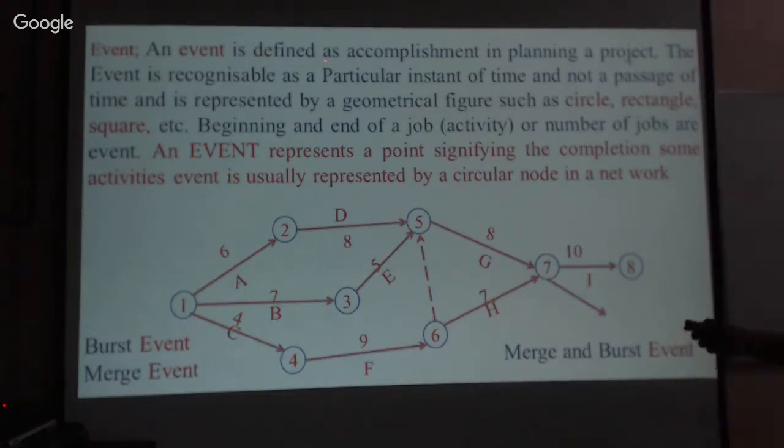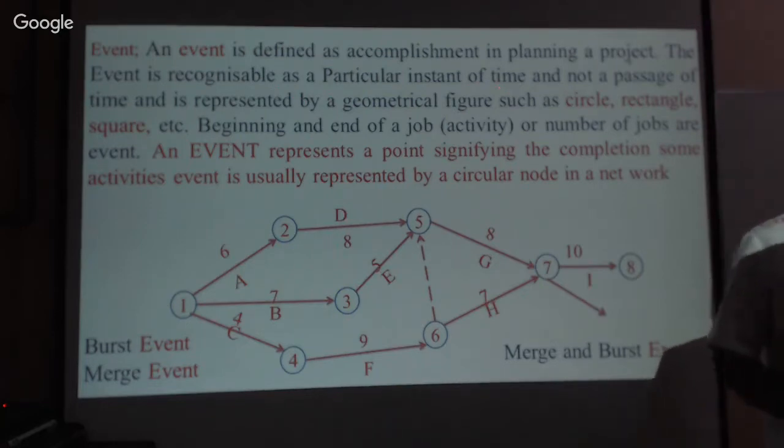Now, an event is defined as an accomplishment in planning a project. The event is recognizable as a particular instant of time. After some time, a job is completed, then that is called the event. The event is done; that is a completed job. The beginning and end of the job activity, beginning and end, there is the event. This is the activity.